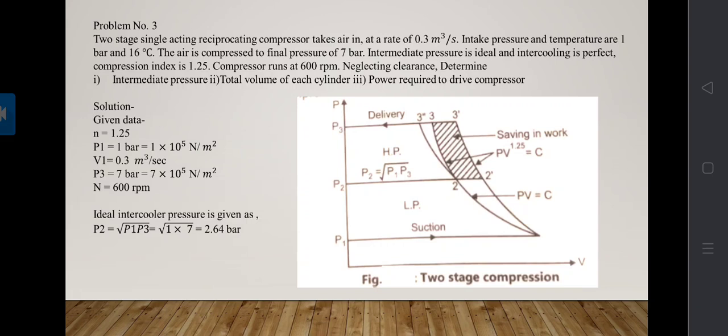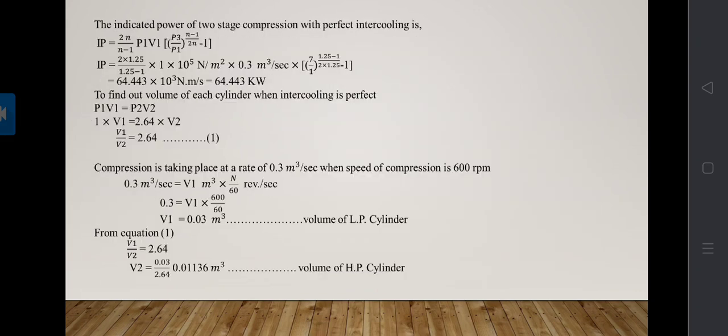We calculate the intermediate pressure for the ideal intercooler pressure, that is P2 is equal to under root P1 into P3. We put the values of P1 and P3, that is 1 into 7, which is equal to 2.64 bar. Secondly, we have to calculate the indicated power of the two-stage compressor with perfect intercooling. We use the formula indicated power IP is equal to 2n divided by n minus 1 P1 V1 in bracket (P3 upon P1) raised to (n minus 1) divided by 2n, minus 1.